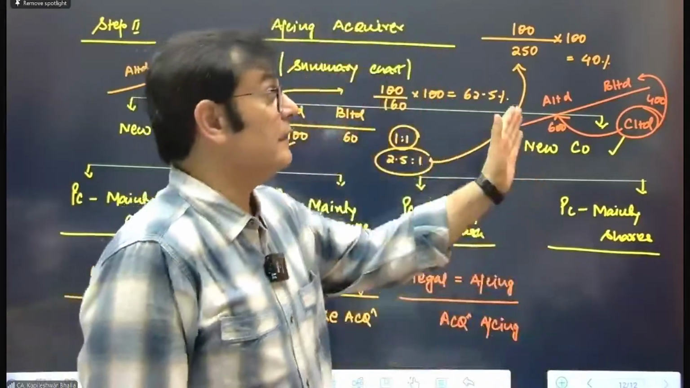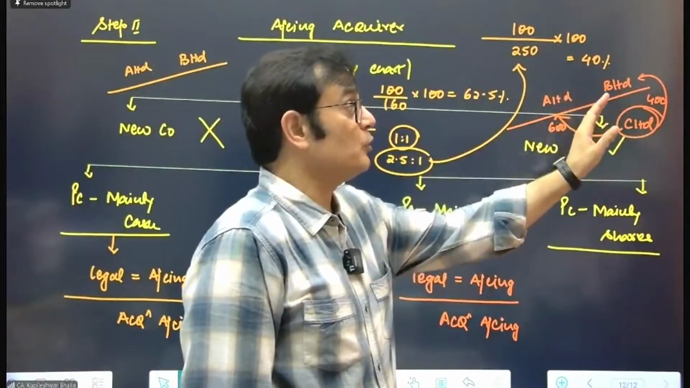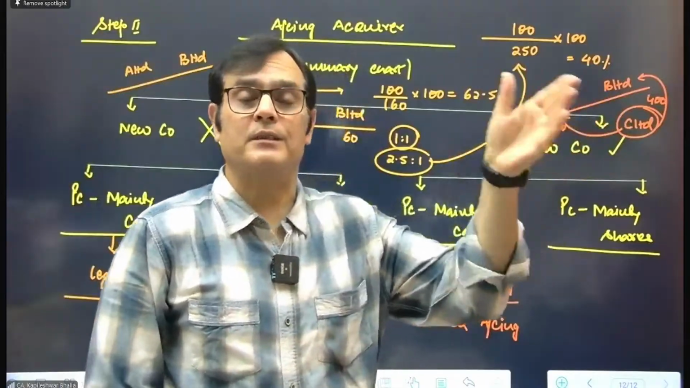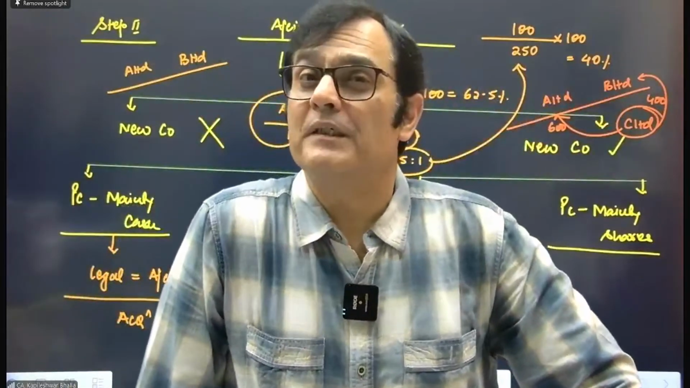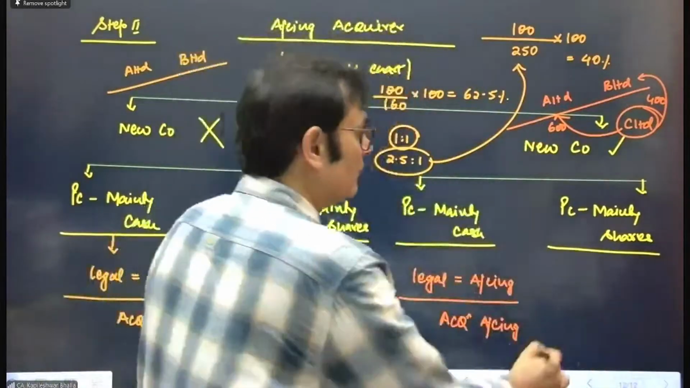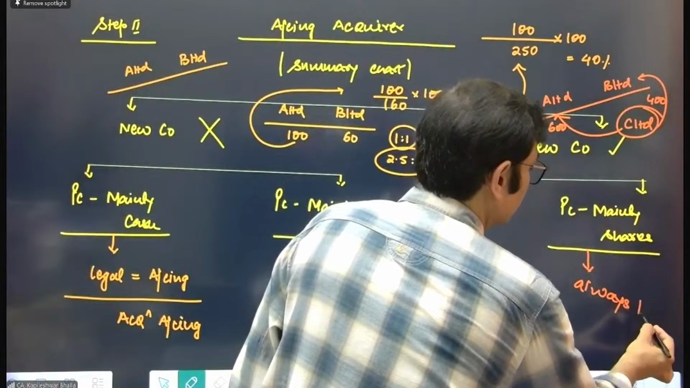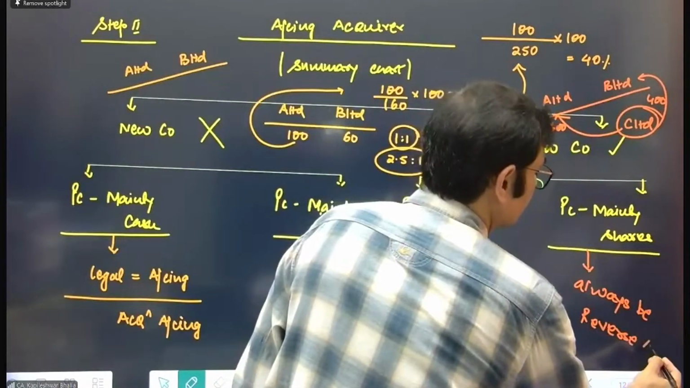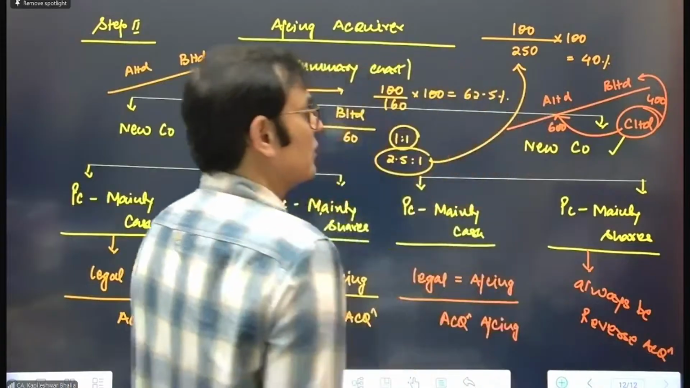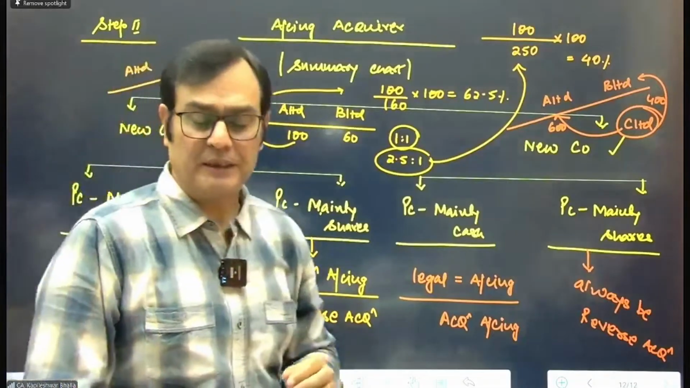So one thing is very clear, either A will get control over C, or B will get control over C, or maybe A and B collectively will get control over C. So this will always be a case of reverse acquisition. So I would say this will always be a reverse acquisition in this particular case. So let me now connect the dots once again, because these are the four permutation combinations. You'll never get any fifth permutation combination indeed.